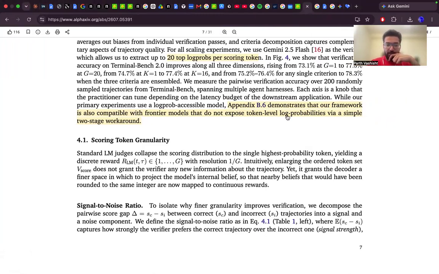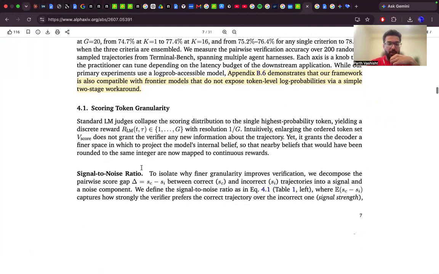Okay, so we can talk about this. They describe how you can use the log probabilities in appendix B.6. Now, this is the most important thing. We have to understand what these three things are, the three scaling axes. The first one is the token granularity, the second one is the repeated evaluation, and the third one is the complexity decomposition. So the first one is scoring token granularity.